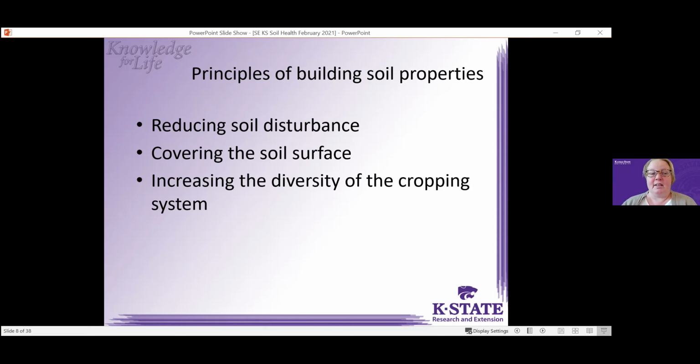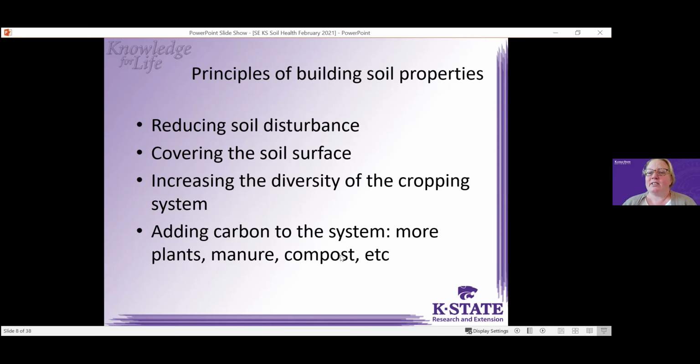So whether that's going from a monoculture to 2 crops, that's definitely better. And adding a 3rd crop can be good too in a cropping system. Or if you don't want to do that, you could add a cover crop as that extra crop in your cropping system. And then adding carbon to the system in general. So more plants, more days of the year, maybe with cover crops, or you could add manure or compost, as those are also really good sources.